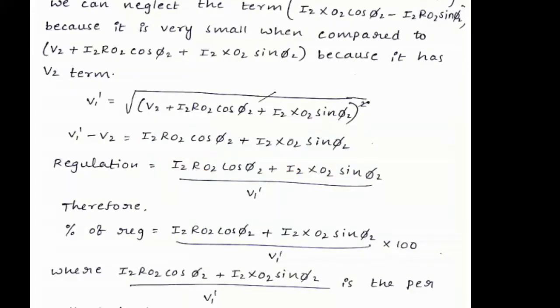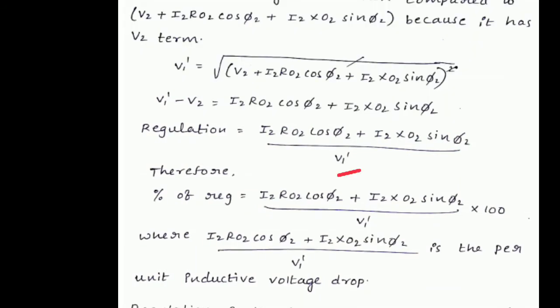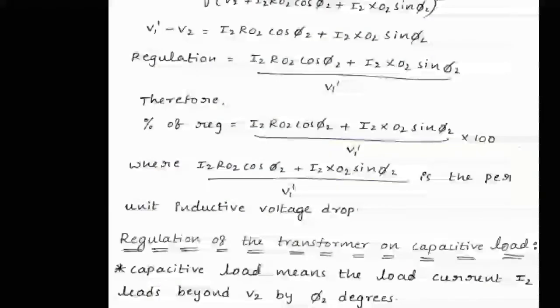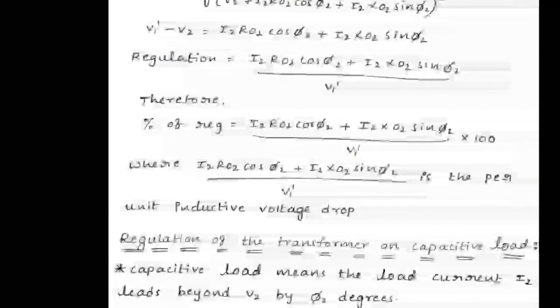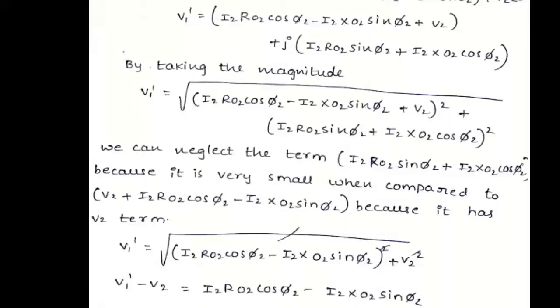According to the regulation formula, regulation is equal to V1 dash minus V2 divided by V1 dash. Using that relation, V1 dash minus V2 gives I2 R02 cos phi 2 plus I2 X02 sin phi 2, divided by V1 dash. So this is the regulation formula for inductive load, that is, percentage regulation is equal to I2 R02 cos phi 2 plus I2 X02 sin phi 2 divided by V1 dash. Now coming to the next slide, for capacitive loads.